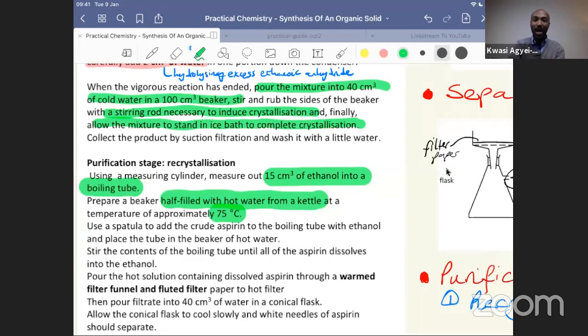So you're going to add your solid to your hot solvent. And then when you've done that, you're going to stir the contents of the boiling tube until all of the aspirin has dissolved. So we're looking at this point here.